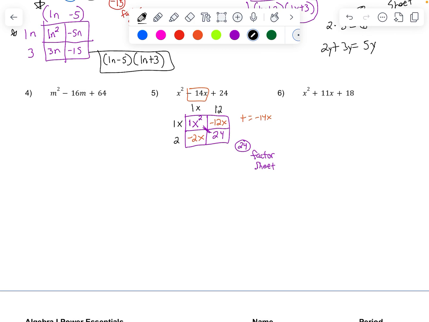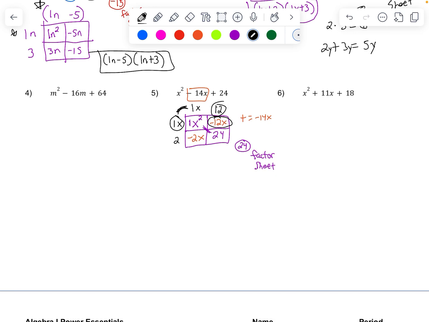Now what you want to do is check your math and multiply back through to see if you have the right answer. So if I take this 1x times this 1x, I should get 1x squared. Well, 1 times 1 is 1, and x times x is x squared. So that's good. I take that 1x times 12, and I should get negative 12x. Well, 1x times 12 does not equal negative 12x.